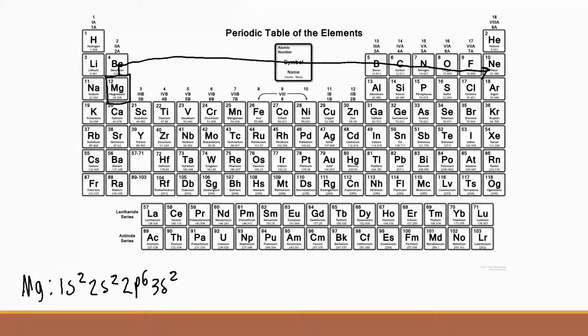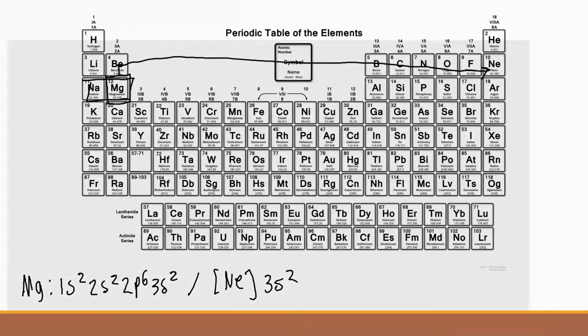The reason we can do this is because neon's electron configuration fills up the first two energy levels, or it goes 1s2, 2s2, 2p6. So instead of writing these three sublevels at the very beginning, we can just put neon in brackets and carry on from there. The energy level after neon would be the third one, and this is 3s, and magnesium puts 2 electrons there. This is a slightly shorter way of writing the electron configuration for magnesium. We've trimmed down a lot of the fat. So let's look at some more examples.